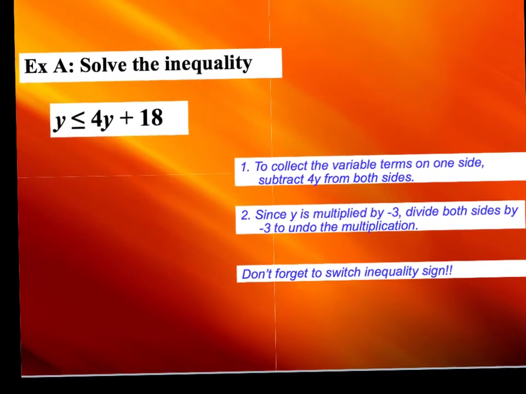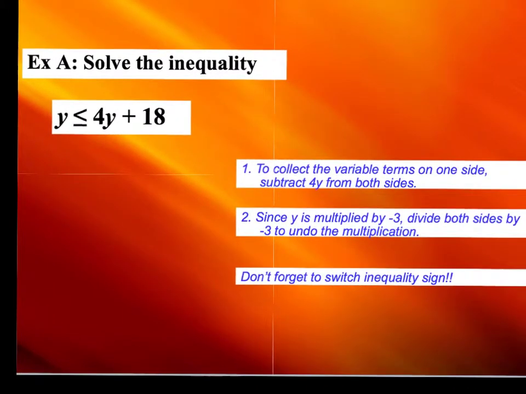Remember, we had some strategies where you have the variables on one side and the constants on the other side. But for this example, we want to get all the variables to the same side. And that's what I told you to always do first. So I want to get the 4y with the y on the other side. So I'm going to subtract 4y on both sides of the inequality. Y minus 4y is negative 3y, which is less than or equal to 18.